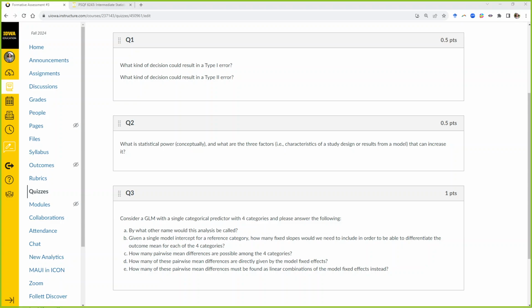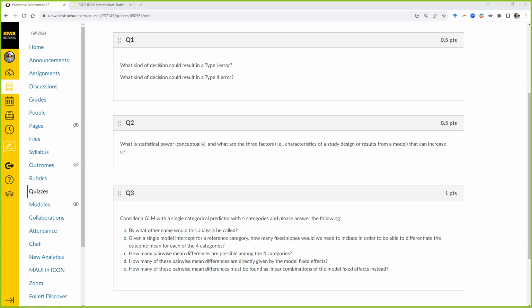And then how many pairwise mean differences are there amongst those 4 categories? I was thinking 6. There is a certain formula if you don't memorize it off the top of your head. Combinations, yes, with the factorials and whatnot. I can write it out for you. But yes, it's 6.